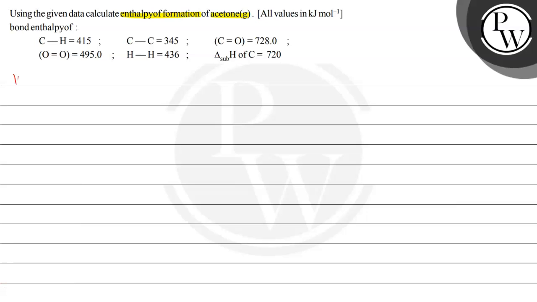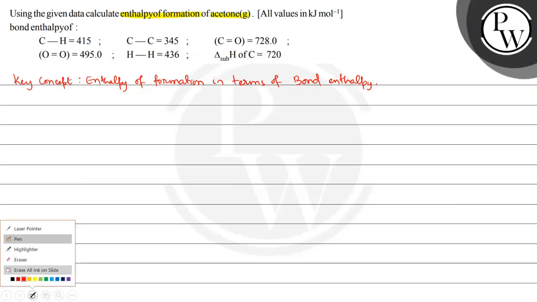And here the key concept is enthalpy of formation, enthalpy of formation in terms of bond enthalpy. Alright, so here we have to determine the enthalpy of formation of acetone.